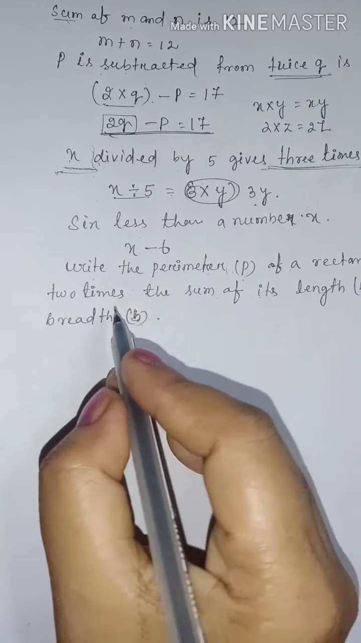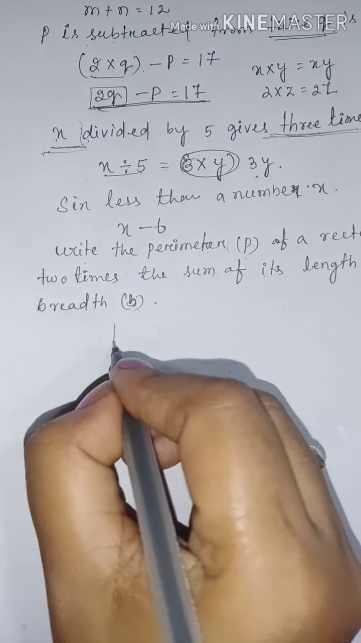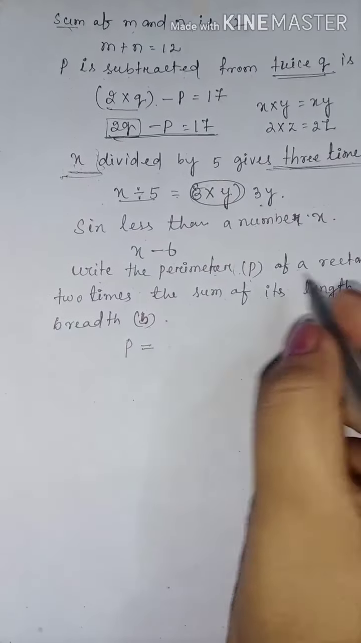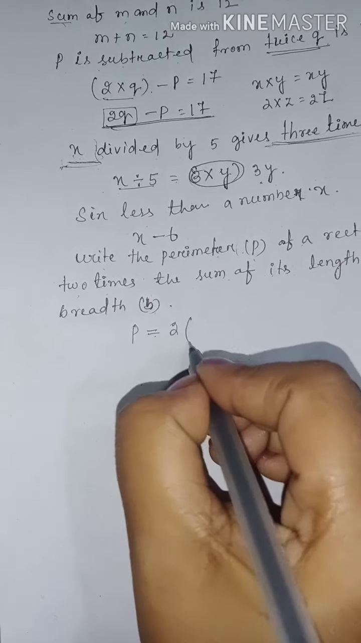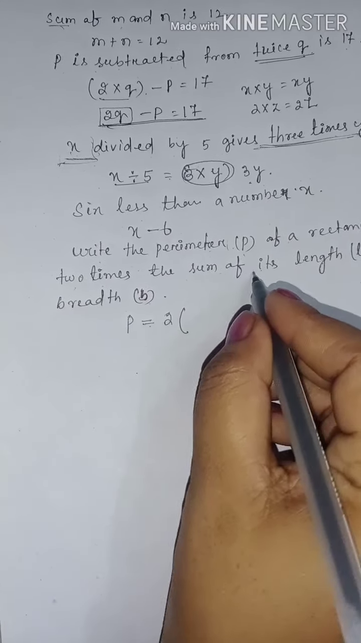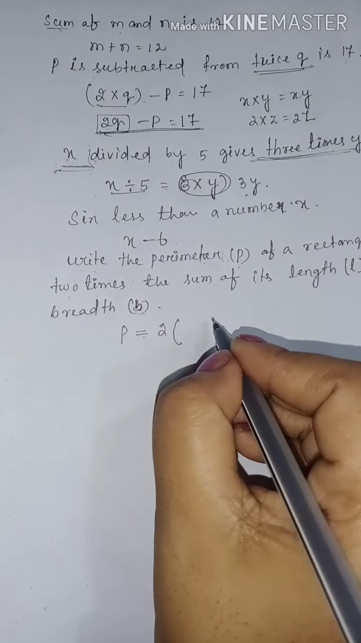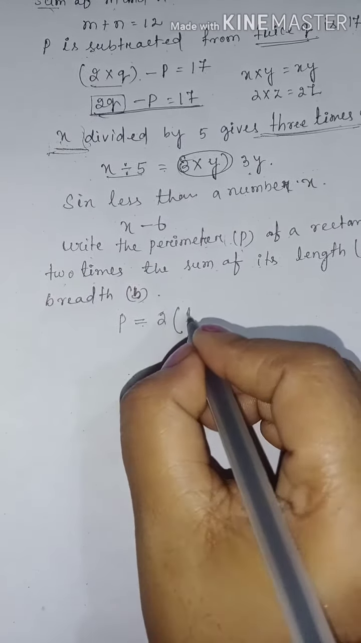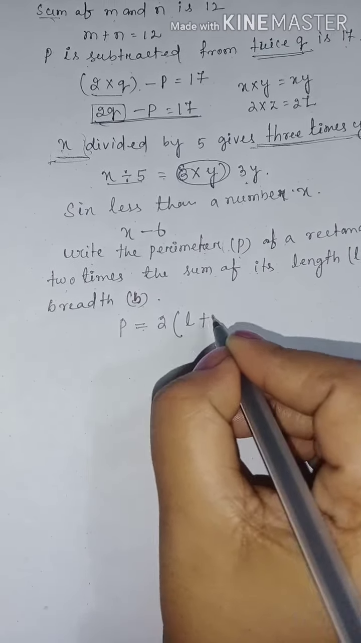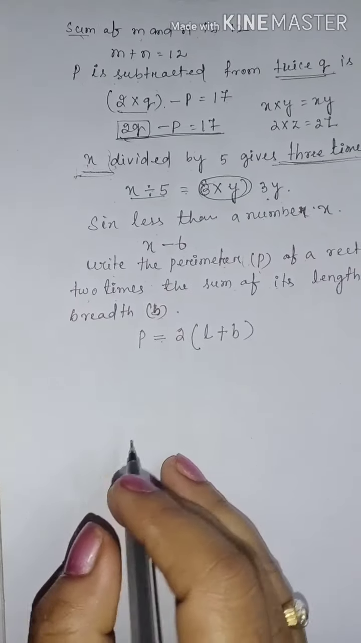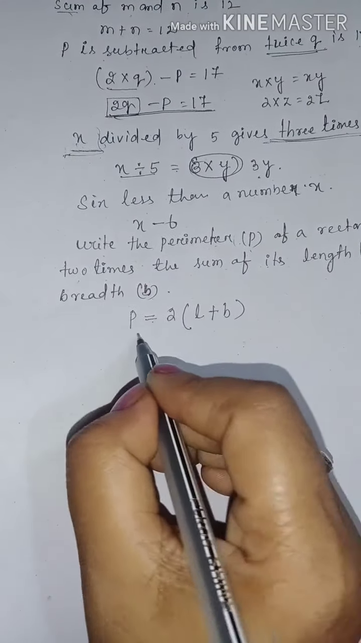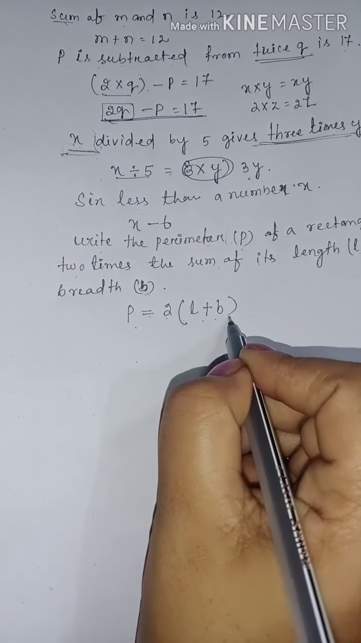Then what is that answer? Perimeter P is equal to 2 times, means 2 into the sum of its length L plus, sum is given so plus, and breadth means B. Okay, so what is the answer I got? P is equal to 2 into L plus B.